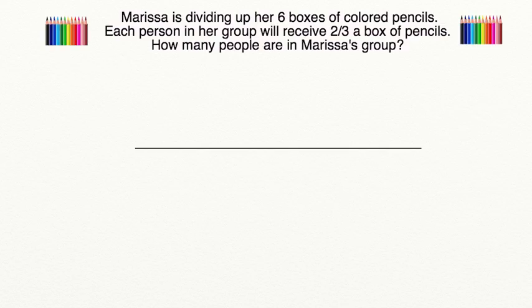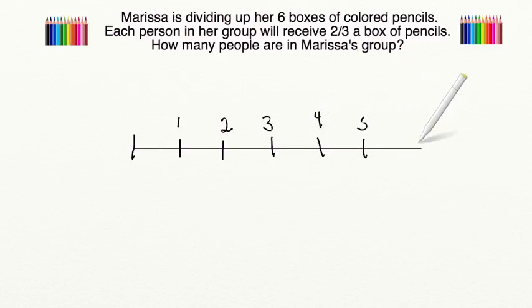Let's practice a word problem together. Marissa is dividing up her 6 boxes of colored pencils. Each person in her group will receive 2/3 a box of pencils. How many people are in Marissa's group? Well, let's start by using a number line. I'm going to label my number line 1, 2, 3, 4, 5, 6.